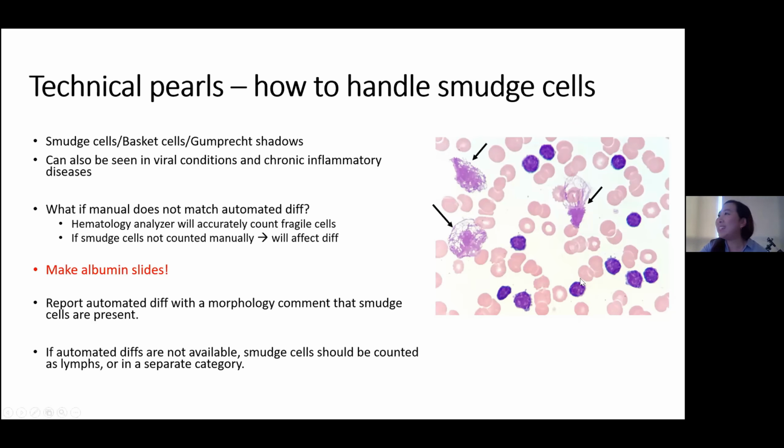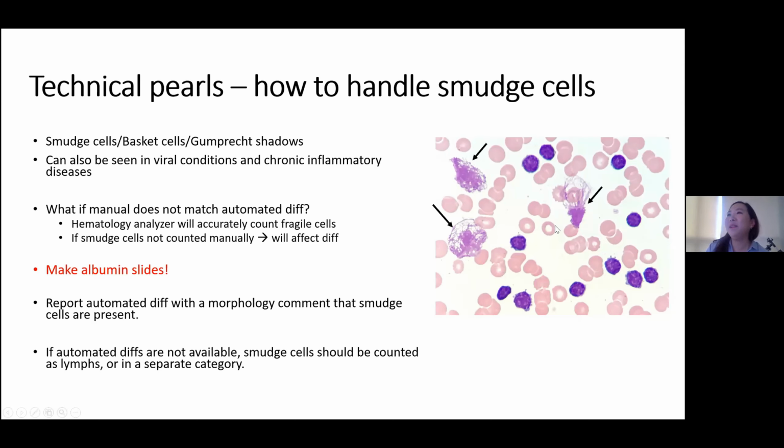It's also called basket cells. In some cases, it resembles the weave of a basket. It's also called Gumprecht shadows, after the German physician who discovered this in the context of CLL.